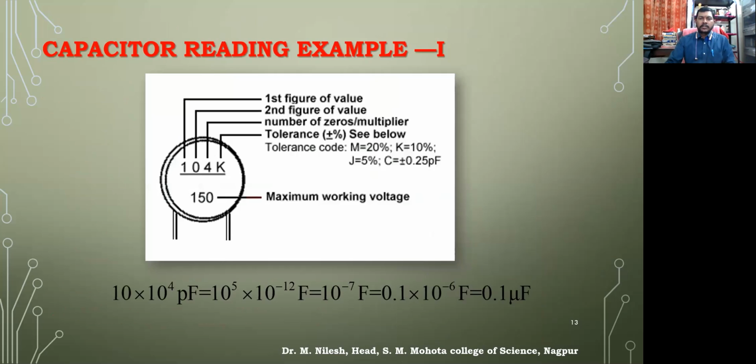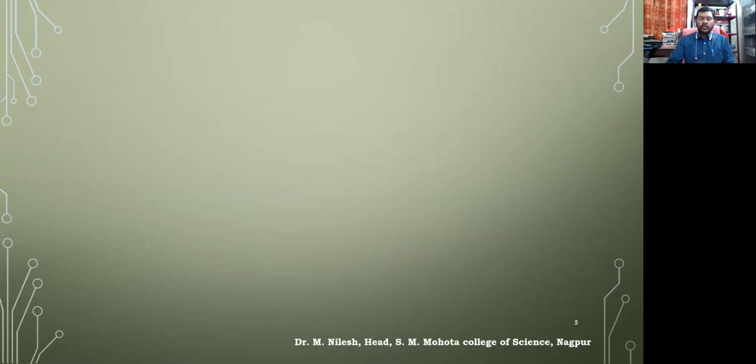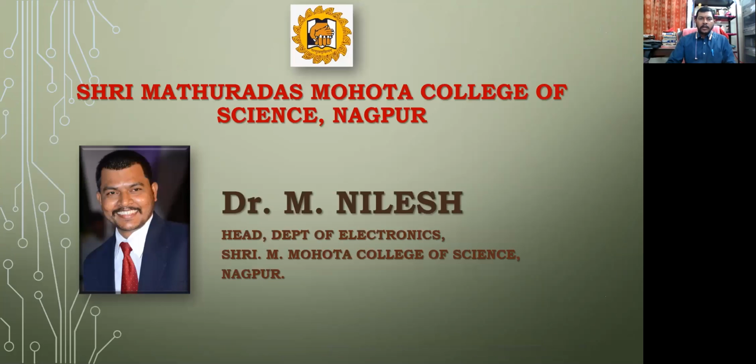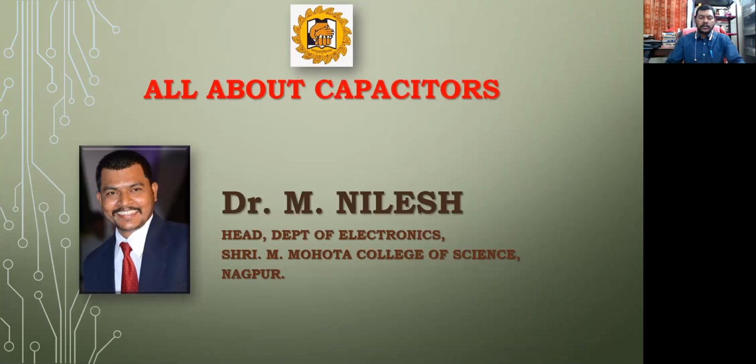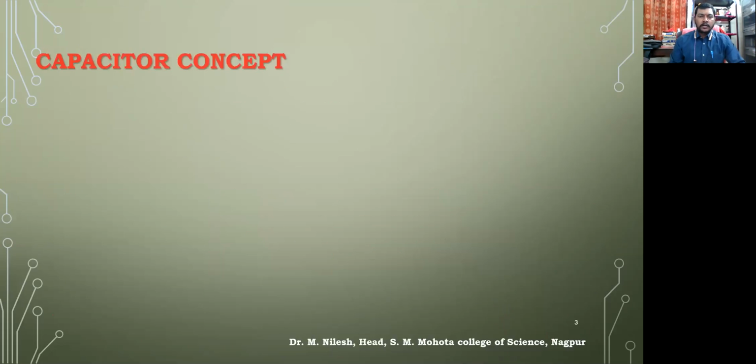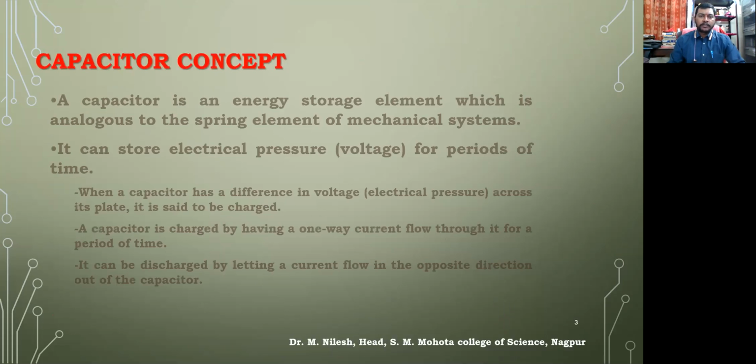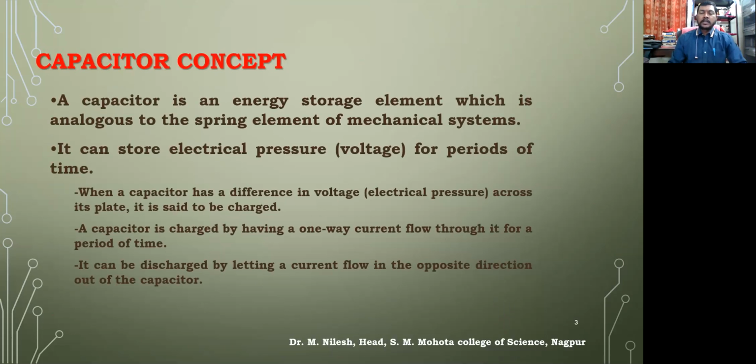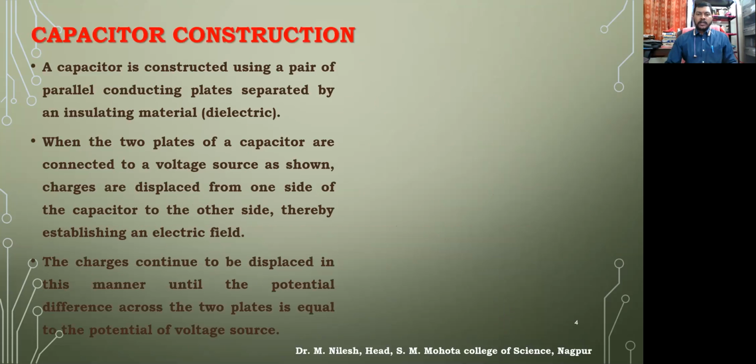So I will just brush it. Today we have started with the capacitors. We have studied first the concept of capacitors, that the capacitor is an energy storage element which is analogous to the spring element of a mechanical system. It can store electrical pressure, that means electrical voltages, charges basically on the plate, and accordingly they can be used. So this was the arrangement of that.